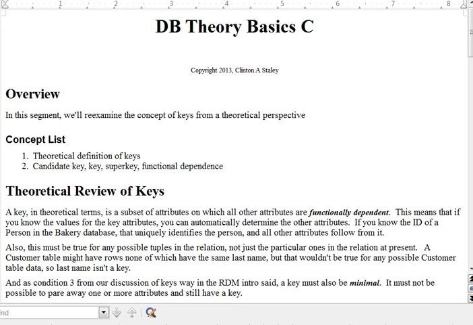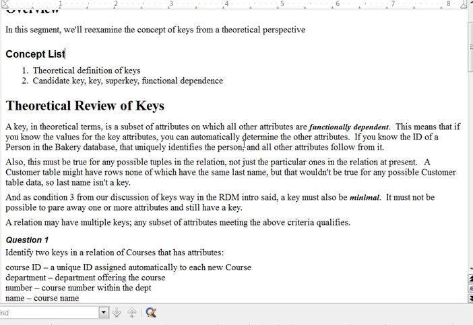In this final segment, we're going to take a closer look at the concept of keys from a theoretical perspective. No particular diagrams to be had here, so we'll just operate off of the transcript. A key in theoretical terms is a subset of attributes on which all other attributes are functionally dependent. It's an important vocabulary term. This means that if you know the values for the key attributes, you can automatically determine the other attributes.